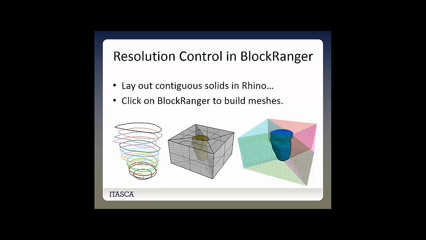Within Rhino, these contours are turned into this surface that you can see here in a brown shape, and the outer boundary of the cavern is also specified. As a result, we obtain 1, 2, 3, 4, and 5 solids, which at the push of a button within Rhino, by clicking on the Block Ranger icon, is turned into a grid.